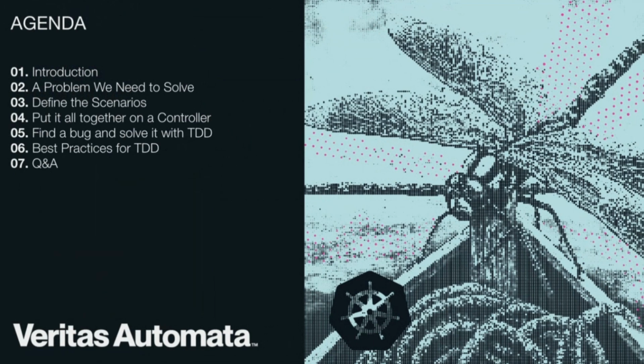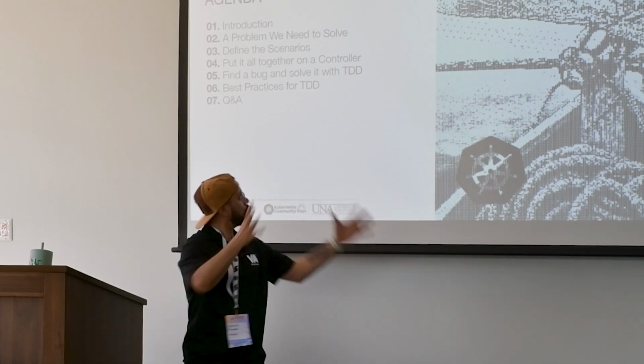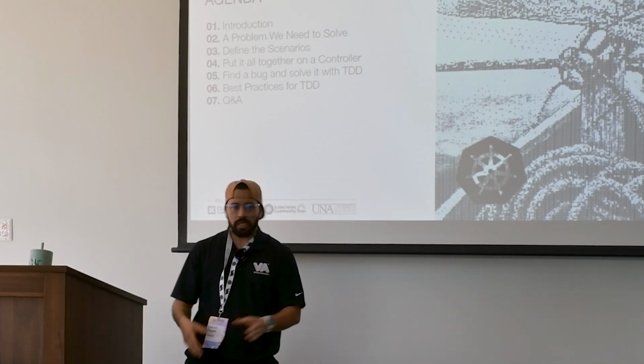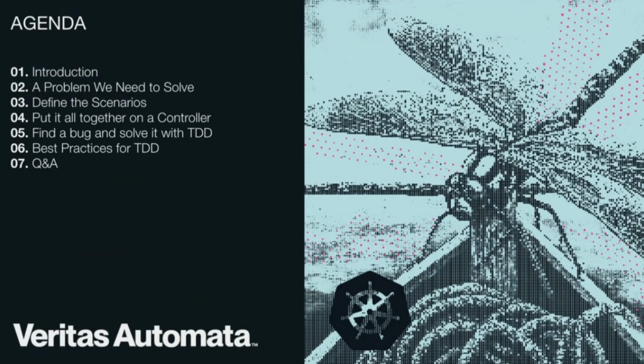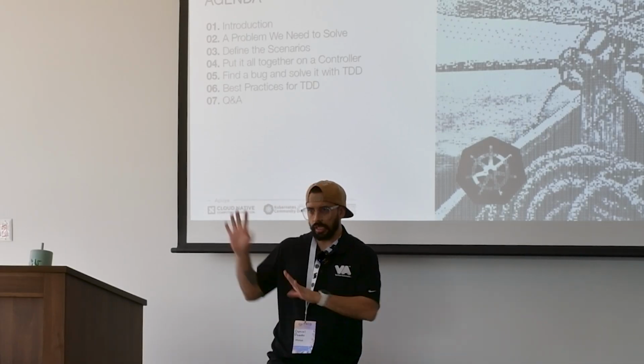Now let's go a little bit through the agenda that we have. So we do have an introduction. I'm going to talk a little bit about test-driven development, how it helps the whole team and not just yourself. We're going to go through a small problem that we're going to try to solve. We're going to define some scenarios, and eventually we're going to put it all together in a controller. We're going to find a bug and solve it with test-driven development, but it's going to be a little bit different from what you're used to. It's going to make a lot more sense once we get there.